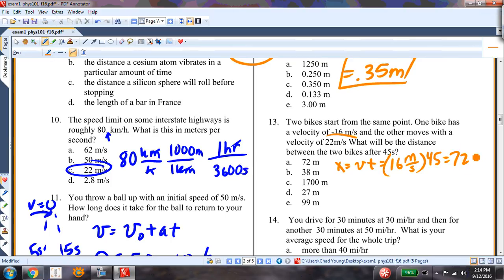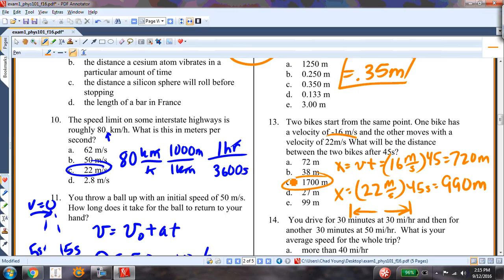720 meters. And then the other guy is going in the other direction at 22 meters per second, also for 45 seconds. That's 990 meters. And to find the distance between the two bikes, well, one guy's going in this direction, the other guy's going in this direction, so you just add those two distances, and I get 1710, or 1700 meters. So C is the right answer for number 13.